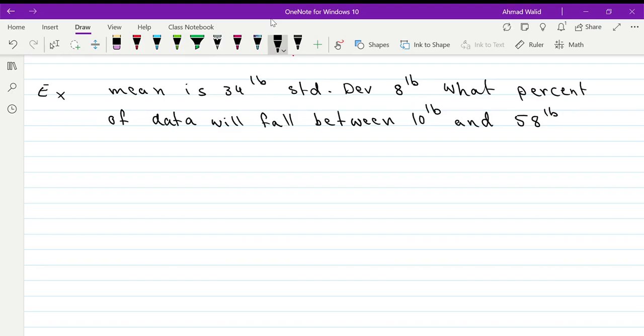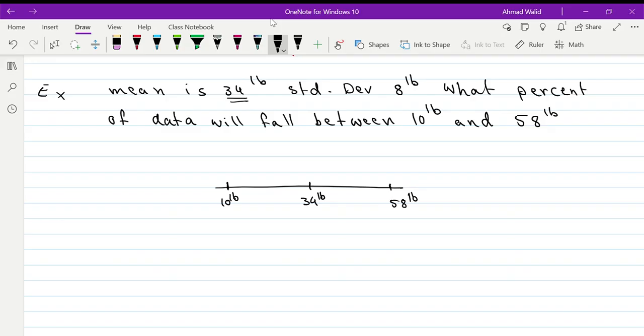Correct? I will just simply draw a line, even not show the actual graph. Your mean is given to you, right? Your mean is 34 pound. It's about the weight of the people, right? And your standard deviation is 8, correct? Now, what percent of data will fall between 10 pound, which is somewhere here, correct? And 58 pound, which is on this side.